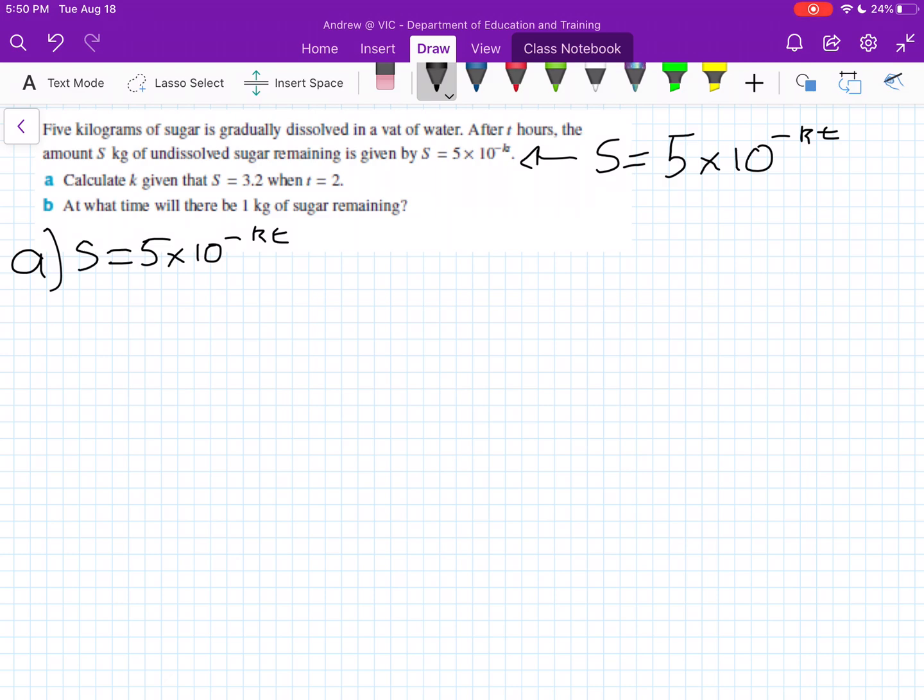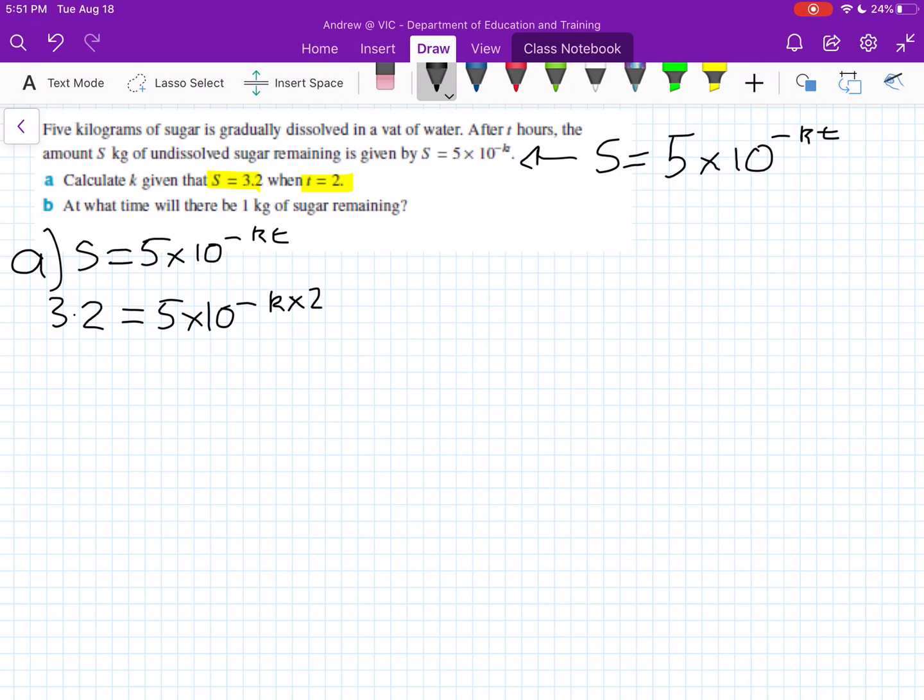So first we need to calculate K. This could be a constant that applies here, when S is 3.2 and T is equal to 2. So they might have measured at some point and they want to work out a model to represent this equation. So we've got S is 3.2, T is equal to 2, and then we're going to be left with K, and we need to solve this. So substitute these values in, negative K times 2.